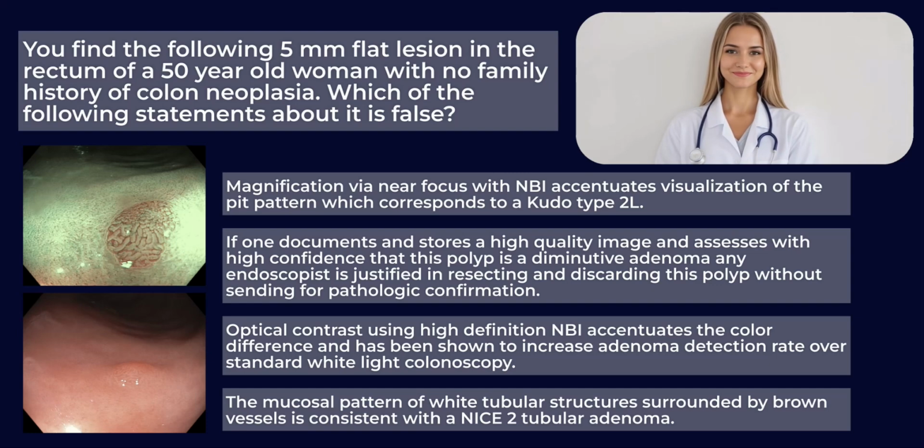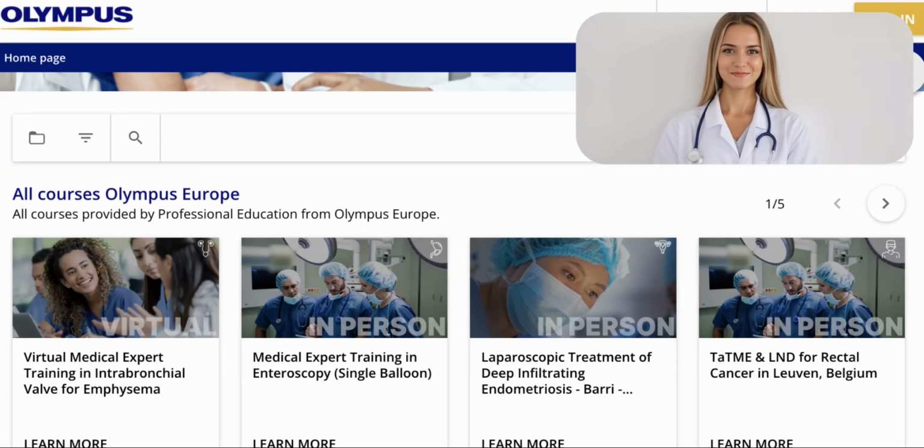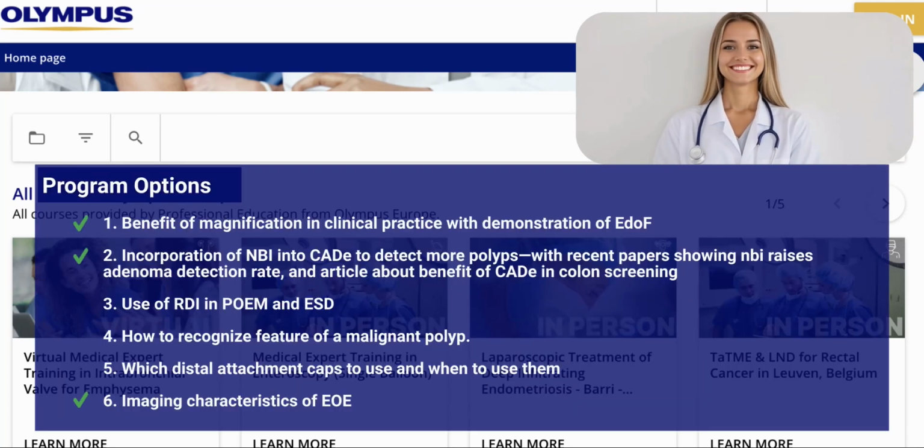Before we get started, let's see if you remember what we went over last session. Yes, you've got it! Shall we move on to the next imaging lesson in the program, or is there anything specific you want to learn about today? Paige, I'd like to go over number 4 and learn how to recognize a malignant polyp from its endoscopic appearance.